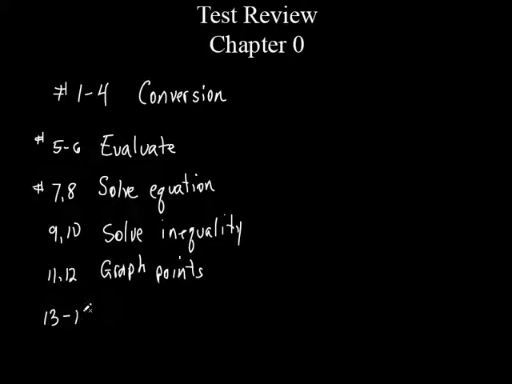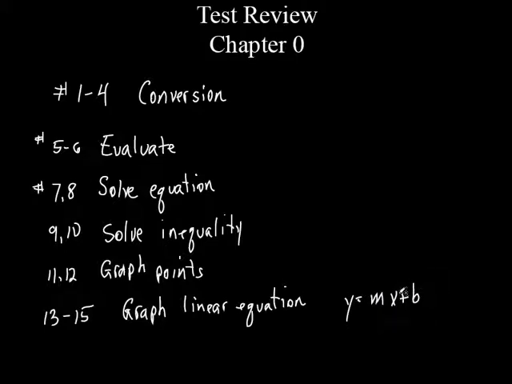Now 13, 14, 15, you're going to graph again, but you're going to graph a linear equation. So what does your graph look like here? A line, that's right. This is that y equals mx plus b. I'll tell you right now, 13 is already in y equals mx plus b form, so you don't have to really do anything. Number 14, you're going to have to solve for y. We've done that before. You're going to have to solve for y and put it in y equals mx plus b form.